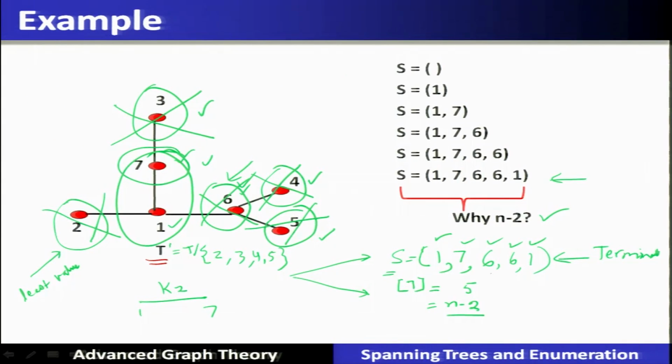So, 6 is appearing twice. Why? Because the degree of node number 6 is 3. So, 3 minus 1, that is 2 times, that is the degree of this node 6 minus 1, that is 2 times it is repeating. Similarly, here the node number 1 is also repeated 2 times because of the same condition, that the degree of 1 minus 1 becomes 2. So, 2 times it is appearing.